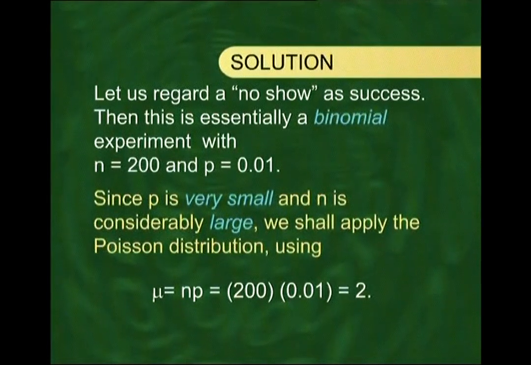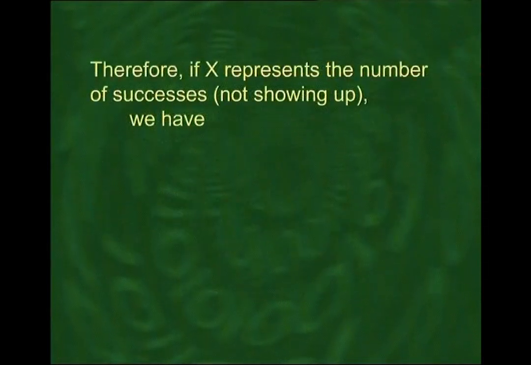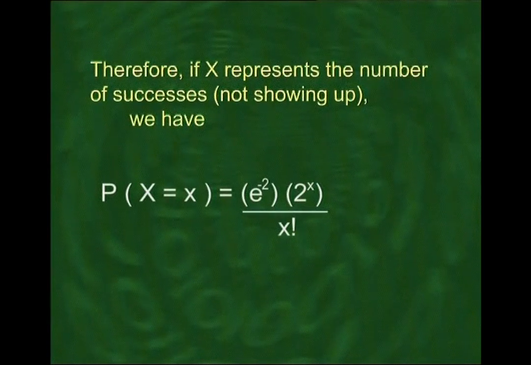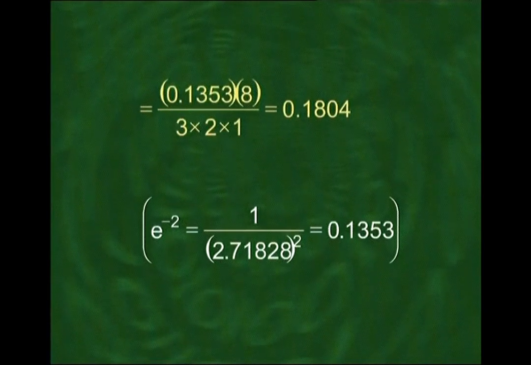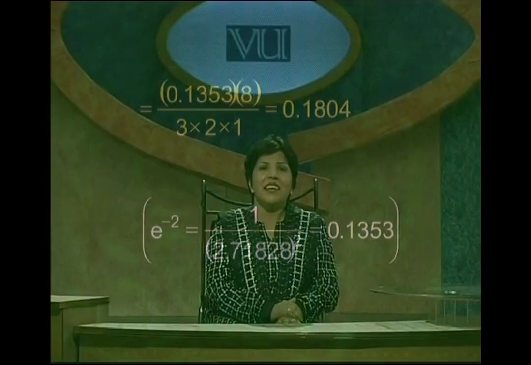and that is equal to 2. Now, applying this in the Poisson formula, we have the probability that capital X is equal to small x is equal to e raised to minus 2, 2 raised to x over x factorial. And since we are interested in x equal to 3, because we want the probability that exactly 3 persons will not show up, hence substituting x equal to 3, we obtain e raised to minus 2, 2 raised to 3 divided by 3 factorial. And solving this expression, the probability comes out to be 0.1804.